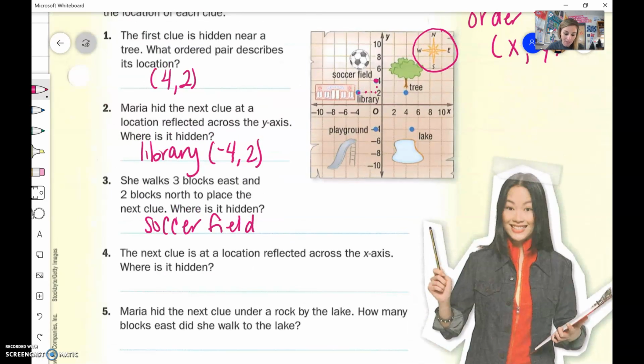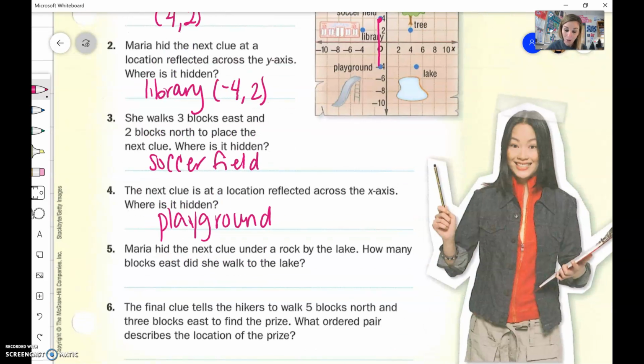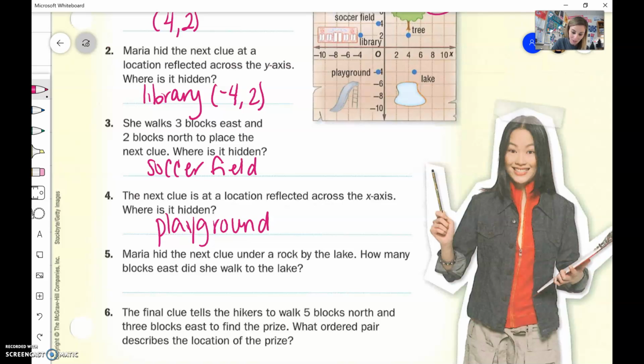Okay, the next clue is a location reflected across the x-axis. So now we're at the soccer field, and it's a reflection across the x-axis, which means we're coming directly down, which puts us at the playground. It's kind of like an old school song, which none of you, I'm sure, know. But we're now at the playground, okay? So here we are at the playground. Let's see what the next clue says.